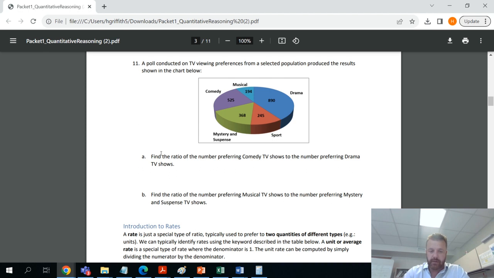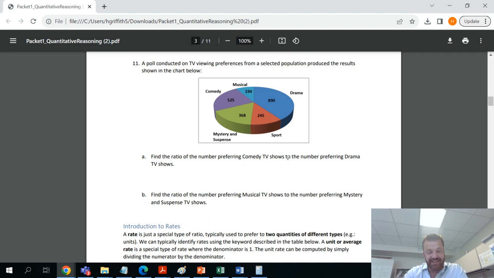We're going to need to extract the data from that pie chart and write the ratio in the appropriate form. So if you look at question A here, we're asked to find the ratio of the number preferring comedy TV shows to. Remember that in ratio problems, "to" is our keyword. So we have the quantity to the left that will go in the numerator of the ratio, and the quantity on the right will go to the denominator of the ratio.